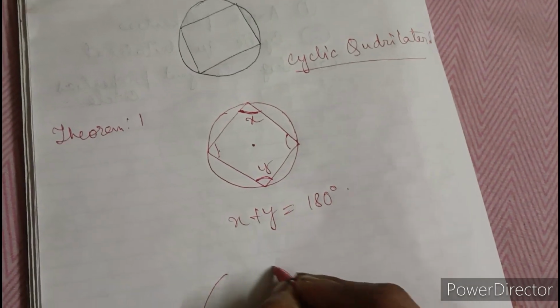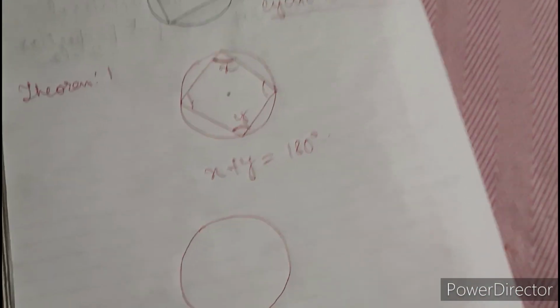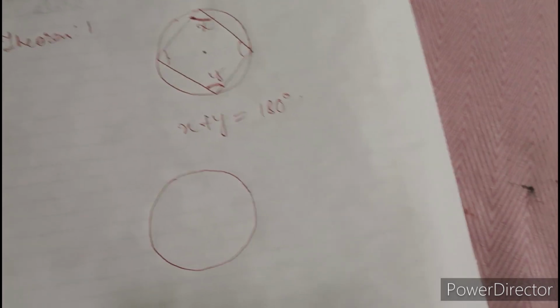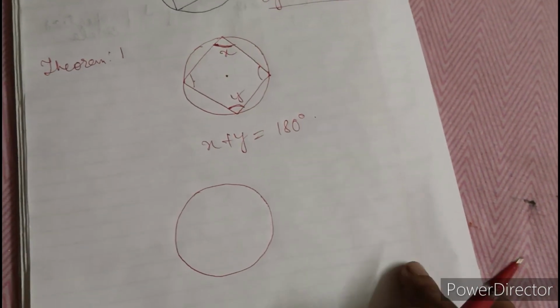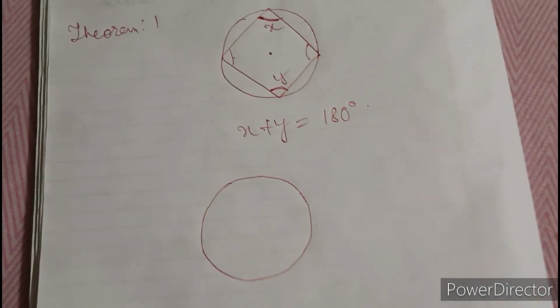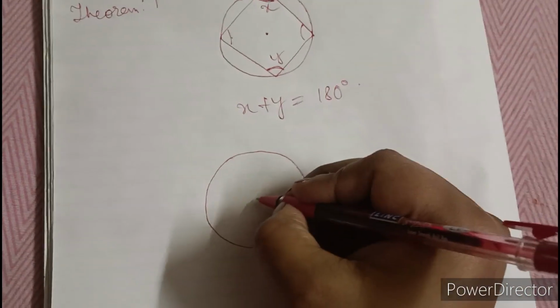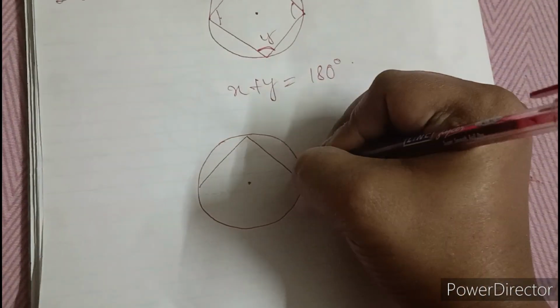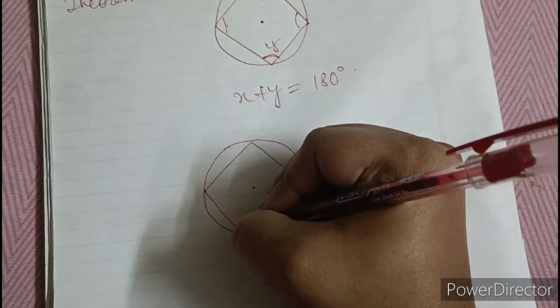What does that mean? You can go see the book. Actually the theorems are there in the book, so I'm just explaining the theorem part, not writing the theorems. The exterior angle of the cyclic quadrilateral, suppose this is the center, and let us first draw the cyclic quadrilateral.